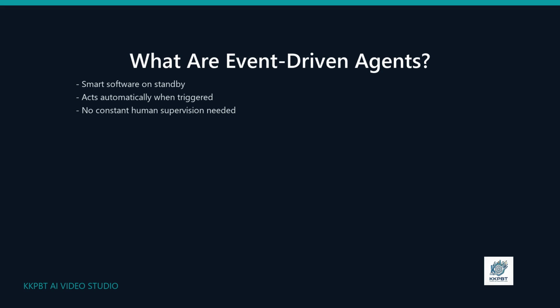Imagine having a personal assistant who doesn't stare at you all day waiting for orders, but instead sits quietly until a specific signal happens, then jumps into action immediately. That's exactly what an event-driven agent is. They are smart software programs that stay on standby and automatically act whenever a specific trigger occurs.